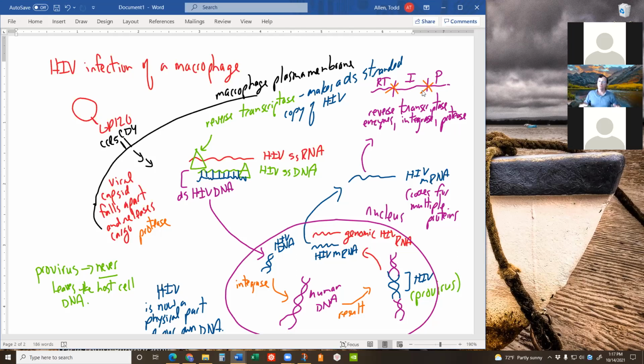All of these things, plus some additional molecules we haven't talked to you about, are going to come together inside the cell and be used to build brand new virus particles. Okay. I am out of space here, as you can see, but all of this here will be used to make new HIV particles.